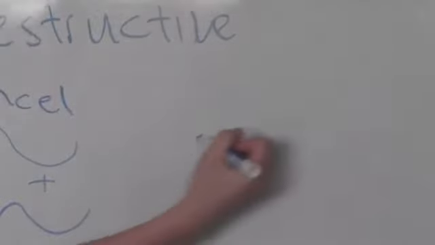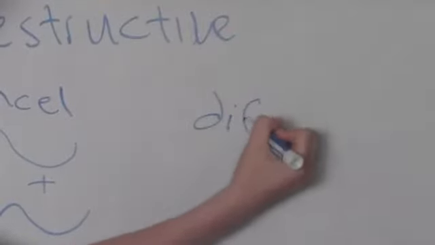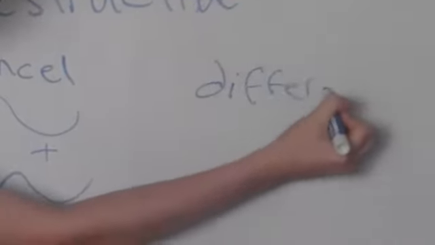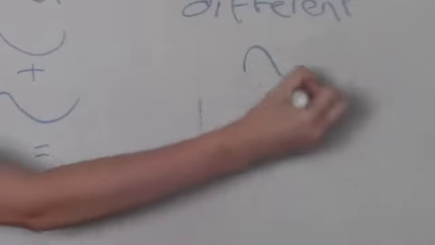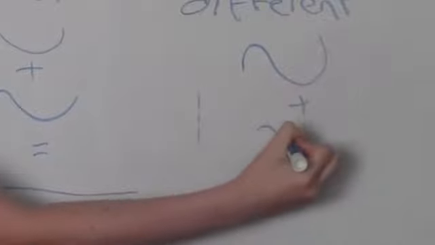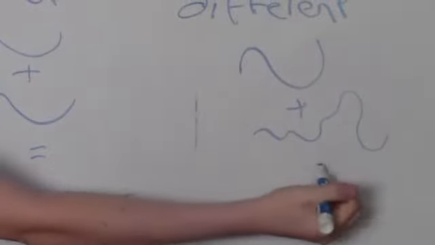Next is when different waves come together, which look like this, or this, to create a completely different wave that could look like this, or anything different from the previous waves. And that's what destructive waves are.